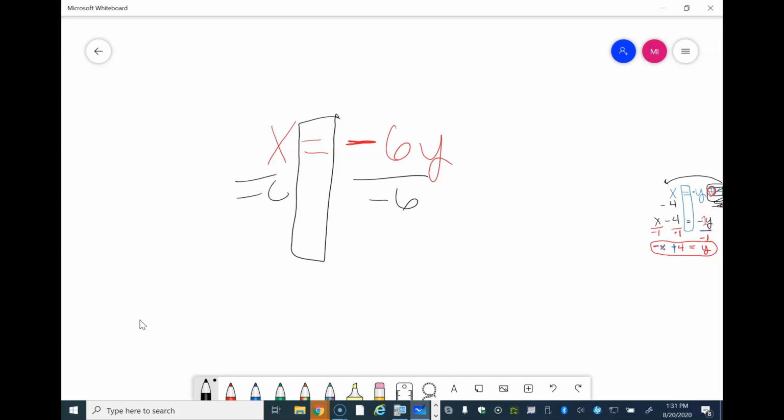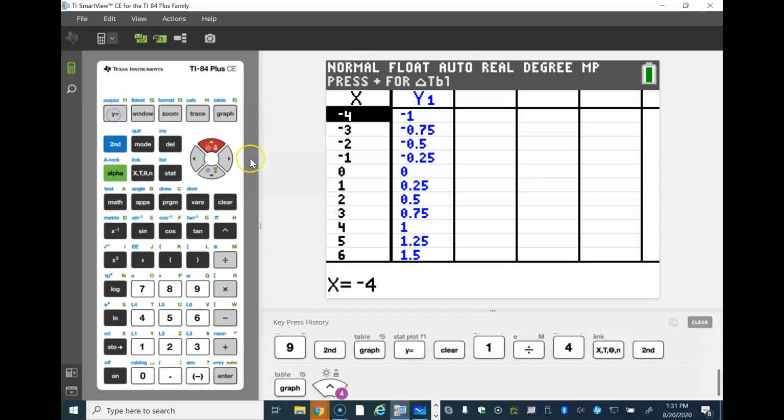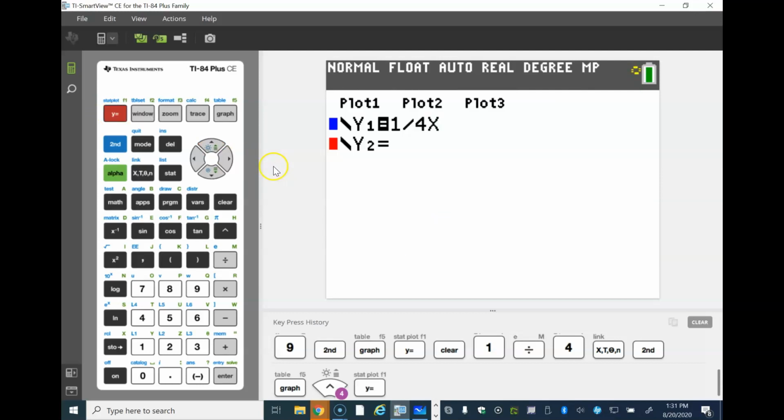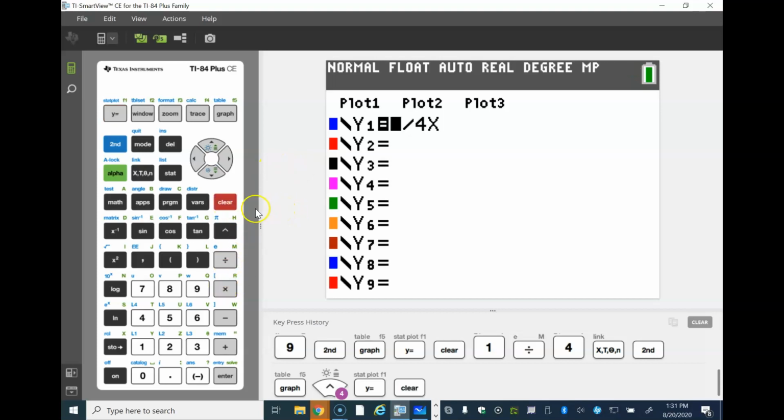That cancels and leaves me with y on this side. You can just leave it as a fraction. You can put the negative, you can leave it as x. All those would be exactly the same as far as putting it into the calculator. So let's go ahead and do that. I'm going to go to y equals and clear out what I have. So -1 divided by 6x.